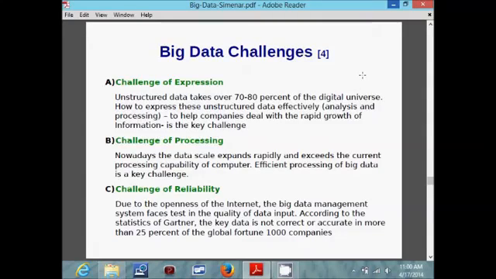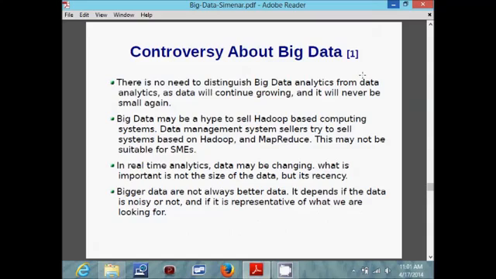Controversy about big data. There is a big debate about different issues in big data. Some people say, why do you call it big data analytics? It's data analytics. Data nowadays is big, and it will go bigger. So why differentiate? Is this big data analytics or data analytics? No, it is data analytics.